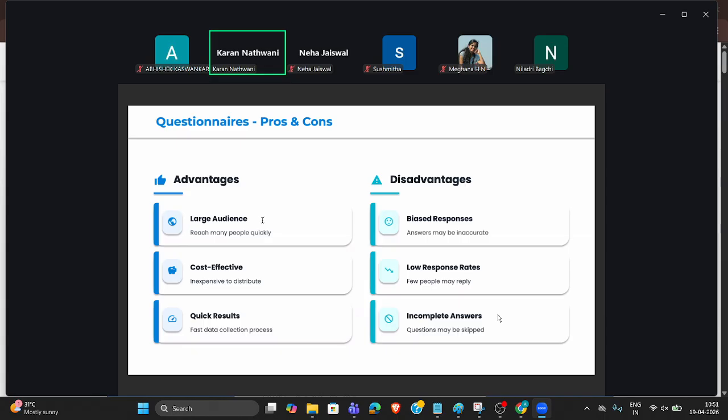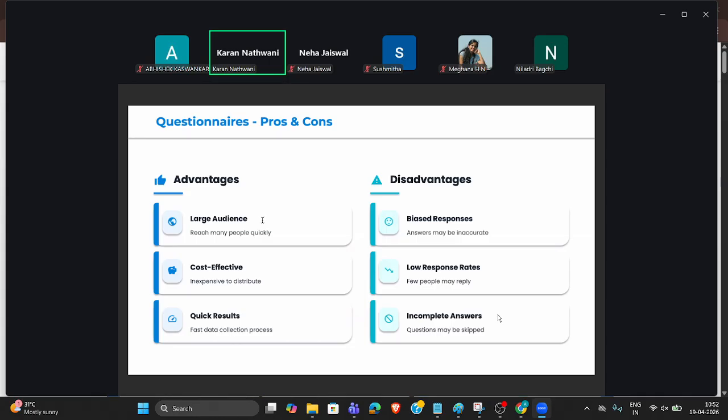Then low response rate. It is possible that few people may not reply. This happens because when we collect data, we send so many Google forms, and they do not respond sometimes; only one or two or three or four people hardly responded. So again, we have to go and tell them, okay, please submit this form. Please submit this form. So again, a low response rate is possible.